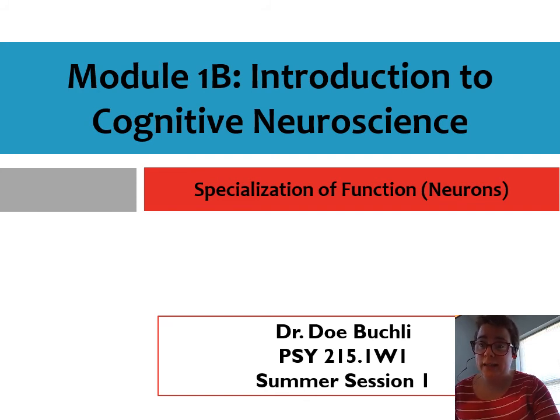But in this particular video, I'm going to talk about specialization of individual neurons. Okay, so this video is going to focus on individual neurons, and then my next two videos are going to focus on the specialization of different structures of the brain. And then my last video is going to talk about something called distributed representation.